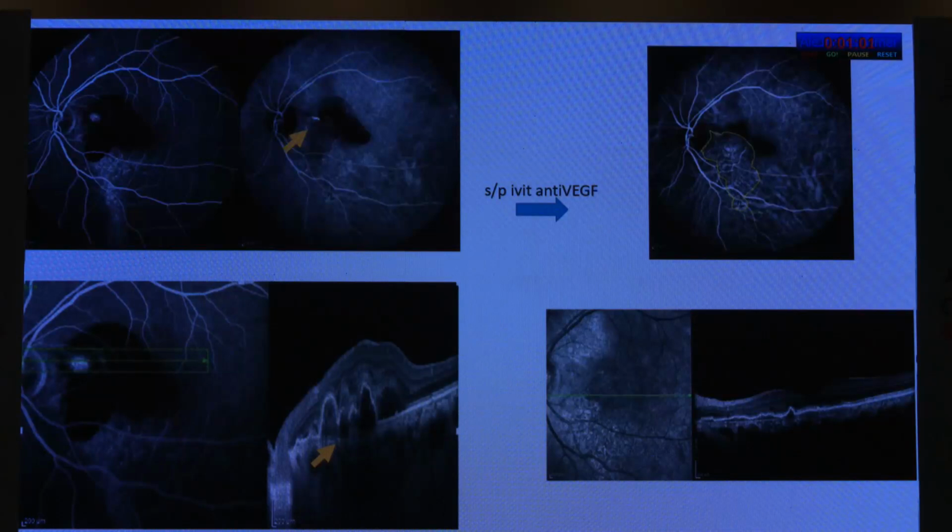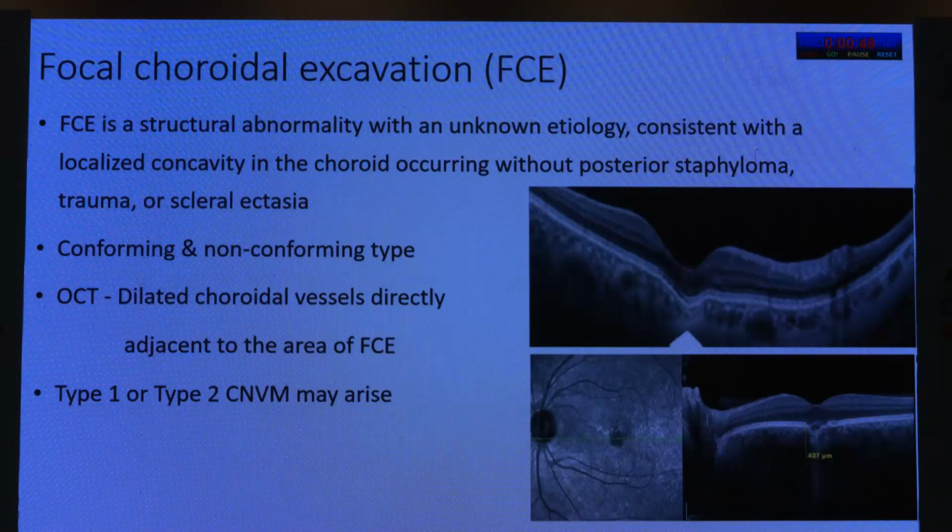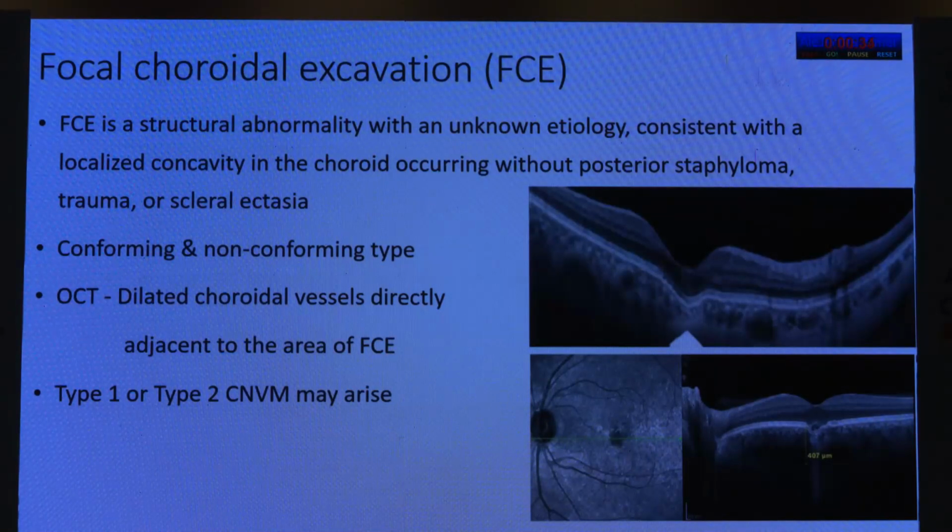So in this picture you see that a multilobulated PED is there, and status post anti-VEGF, although the PED has resolved, there is still presence of BVN on OCTA. There is another term called focal choroidal excavation. It is a structural abnormality of unknown etiology consistent with localized concavity in the choroid occurring without posterior staphyloma, and it can be associated with type 1 or type 2 CNVM.